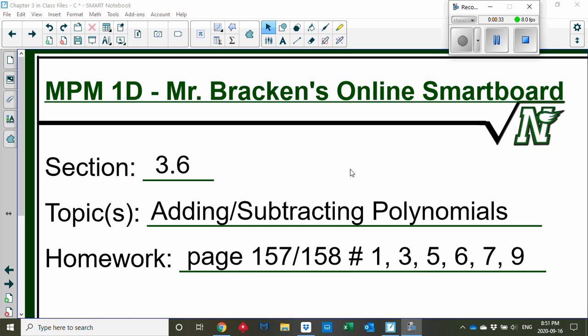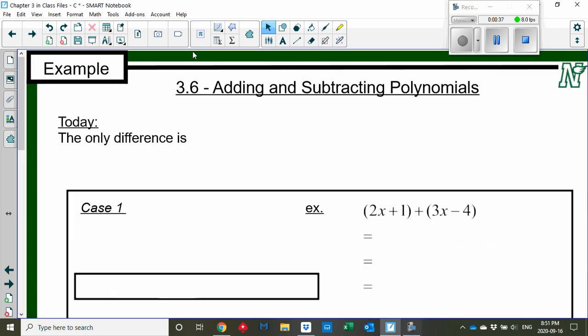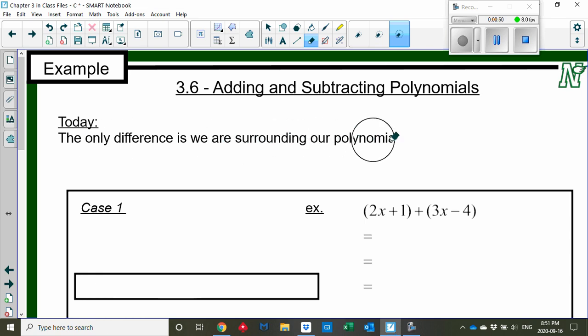So let's start with how to add or subtract polynomials. The nice part is, as long as you understood 3.5, which was the collecting like terms, today's lesson is only one more step. And the big step here is the only difference. We are surrounding our polynomials with brackets now.